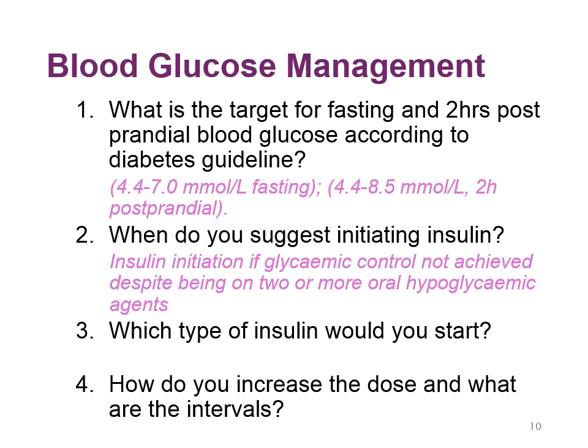Okay, let's go to the third question. Which type of insulin would you start? In the beginning, you would start, yes, basal or premixed insulin. How do you increase the dose and what are the intervals? It's 2 to 4 units every 3 to 7 days.